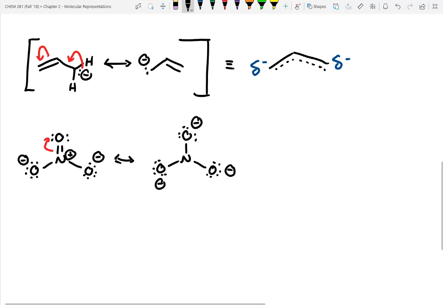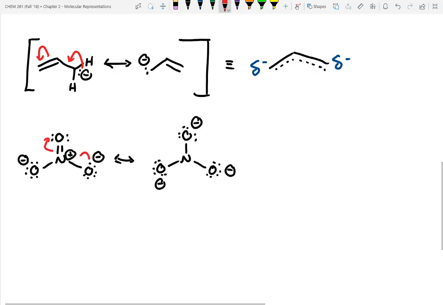The nitrogen doesn't have an octet. And what would the charge be on nitrogen? 2 plus. Never going to happen, right? Nitrogen's relatively electronegative, but we can fix this. All right, how can we fix that? Yeah, pull electrons from one of the oxygens that's negative.